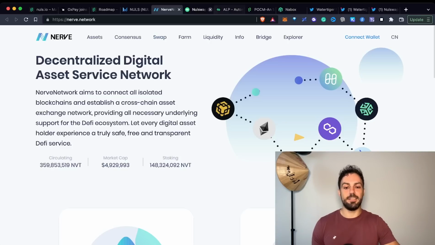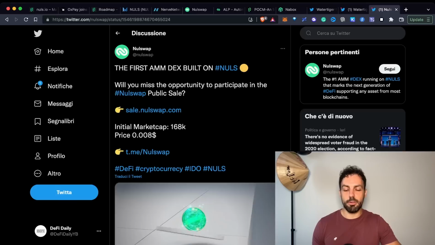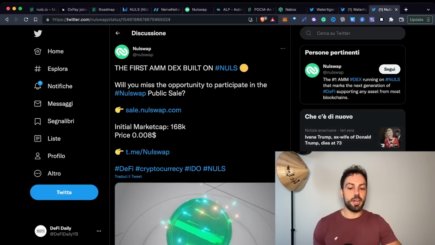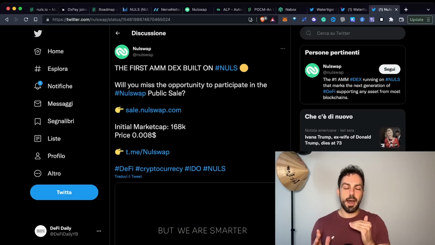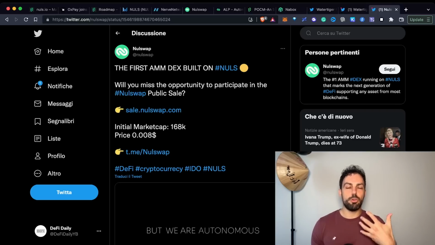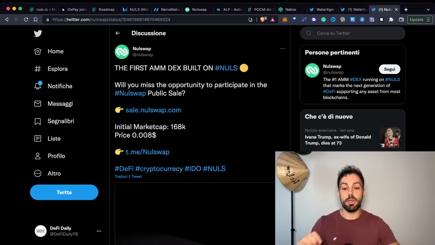We have the core of the Nuls DeFi ecosystem represented by the DEX. Here you have also the pre-sale. If you want to know more, follow them also on Twitter. As you can see, guys, the market cap is really low, but as always, as I was telling you, remember, high risk, high reward. So always do your math well, try to manage your portfolio in the right way, and try to decide according to your risk profile, being aware also of the risk and opportunity of each project.